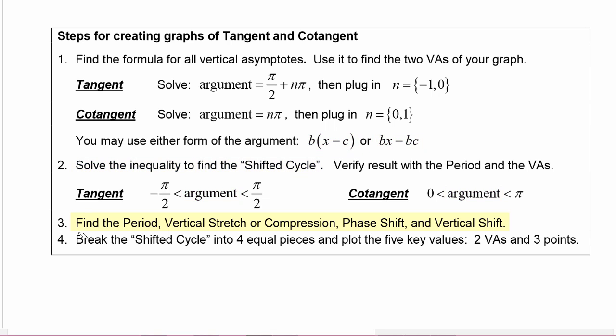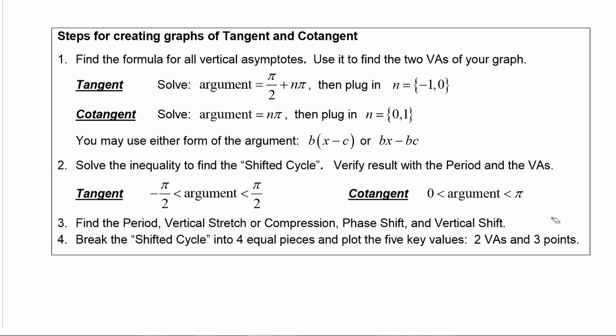Third, you'll find the period, vertical stretch or compression, phase shift, and vertical shift of the graph. Fourth, you'll break the shifted cycle into 4 equal pieces and plot the 5 key values. Now, 2 of the key values are going to be vertical asymptotes, which you'll already have figured out. So you'll only have 3 points that you'll have to plug in and figure out what they are.